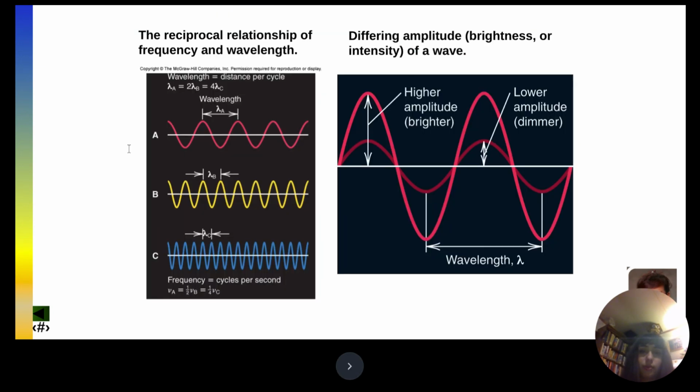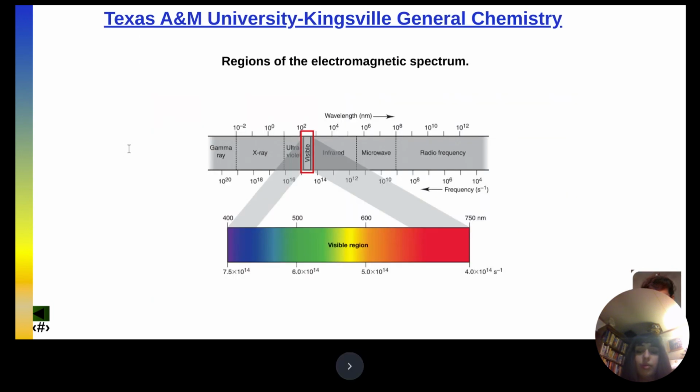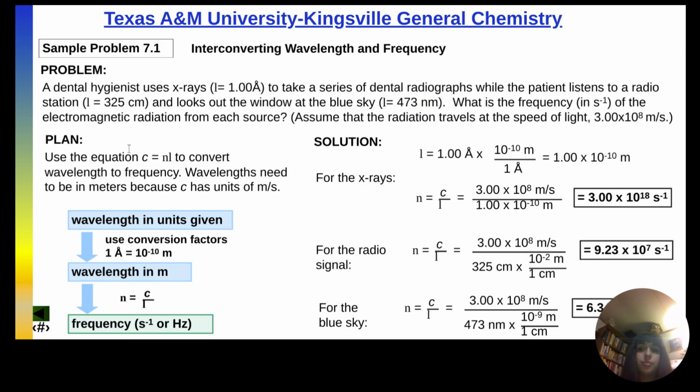So moving on, now that we know how to approach this problem, we want to use our equation c equals νλ to convert wavelength to frequency. Wavelengths need to be in meters because c has units of m/s. So for wavelengths in units given, use the conversion factor 1 Å equals 10 to the negative 10th m. We're getting our wavelength in m, and then we're getting our frequency in SI units, or Hz.